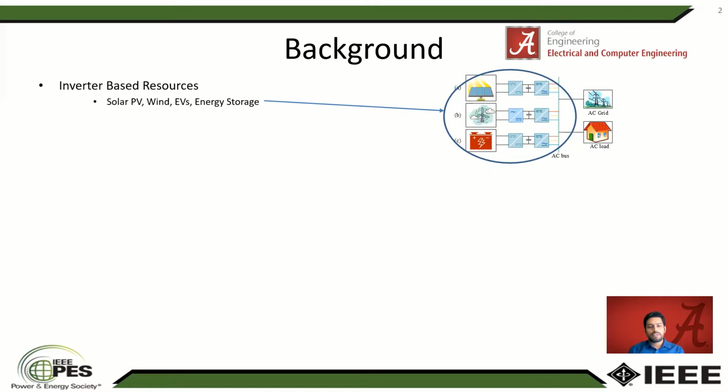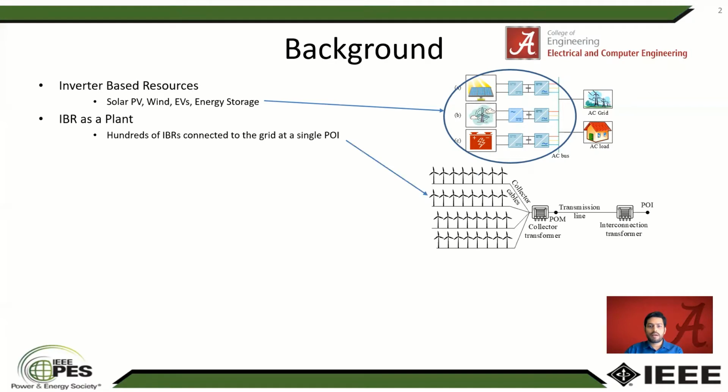Nowadays, the distributed generation units such as solar photovoltaic, wind turbine, EVs, and energy storages are connected to the grid using the inverters, grid-connected inverters. They are actually called inverter-based resources. Now, with the increased number of inverter-based resources, nowadays they are connected to the grid as a group. So this group, where hundreds of IBRs are connected to the grid at a single point of interconnection, is called an IBR plant.